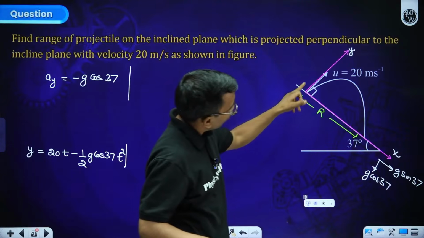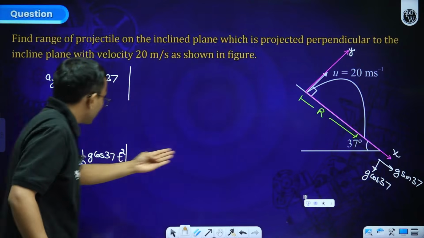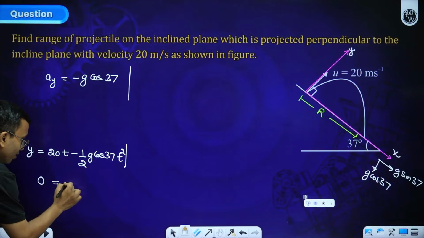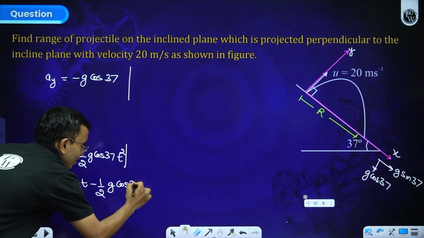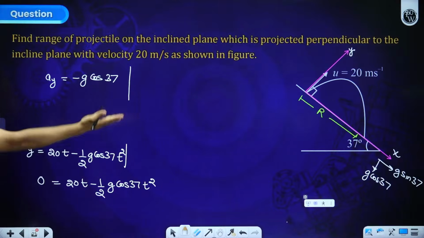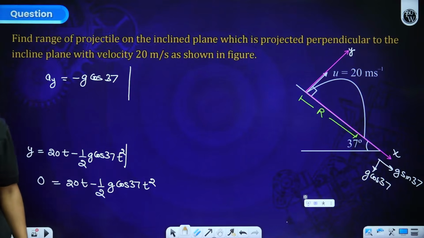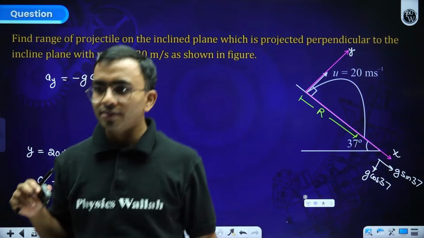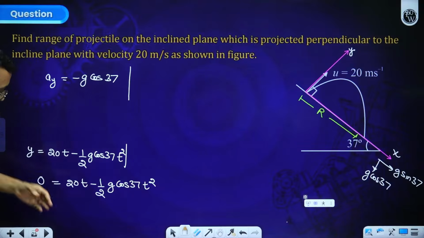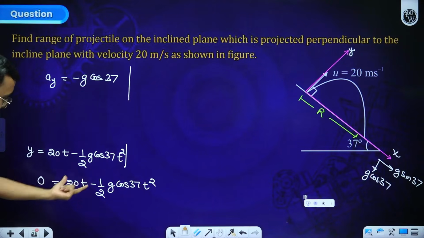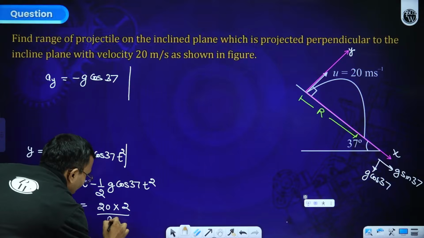When the particle goes like this and comes back here, what is y? y is 0. Put y is 0: 20t minus half g cos 37 t square. From there, you will get your time when it will come back. So t is equal to 0, y is 0, and at t is equal to 20 into 2 by g cos 37.